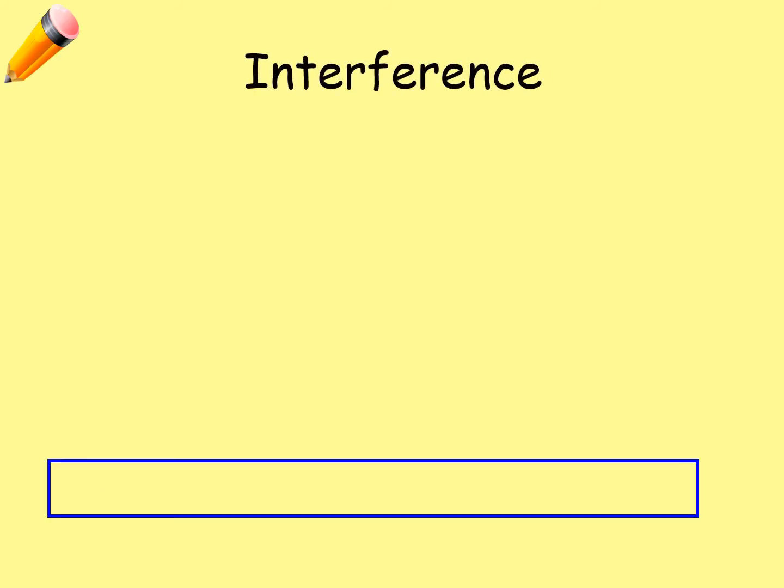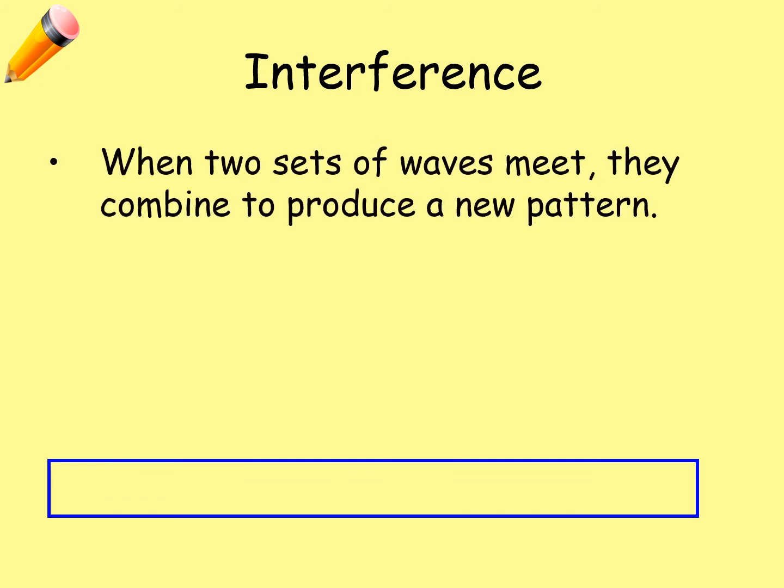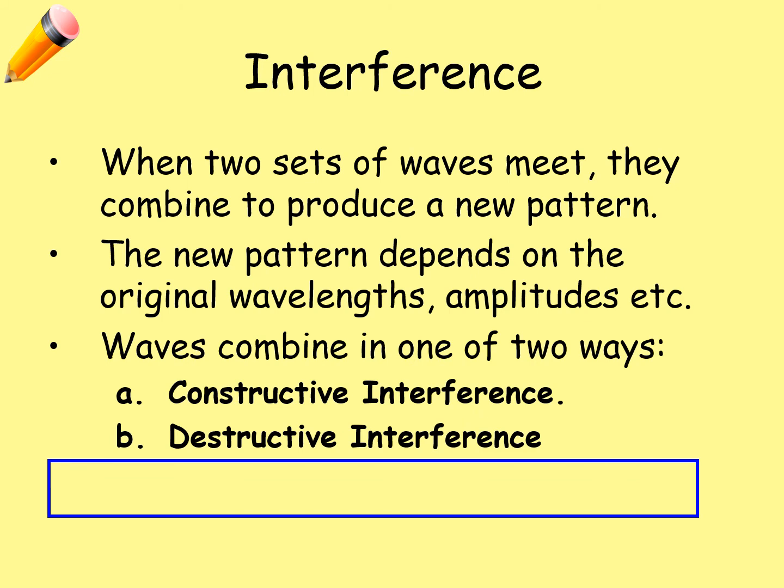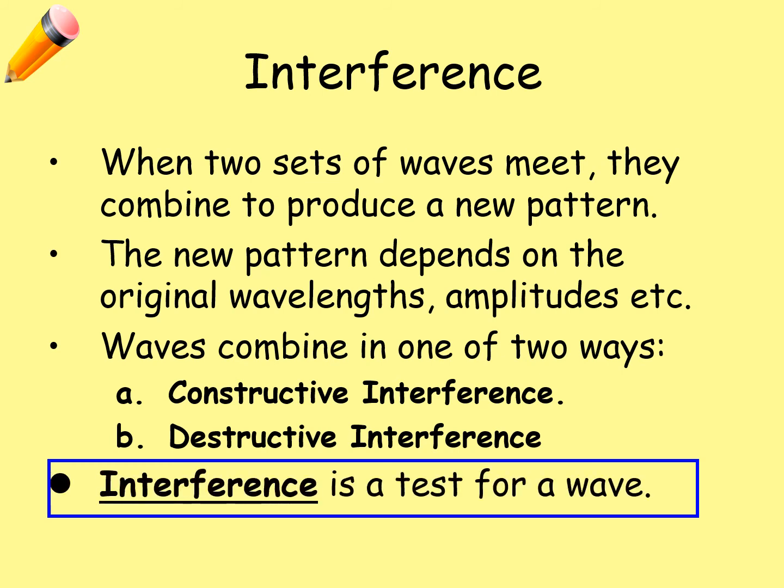Interference. When two sets of waves meet, they combine to produce a new pattern. This is called interference. The new pattern depends on the original wavelengths and amplitudes. Waves can combine in one of two ways, either constructive interference or destructive interference. At Higher, we need to be able to state that interference is a test for a wave.